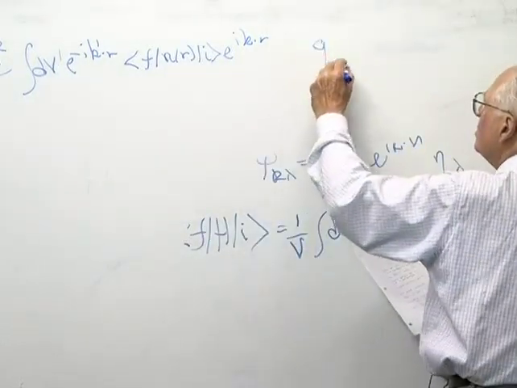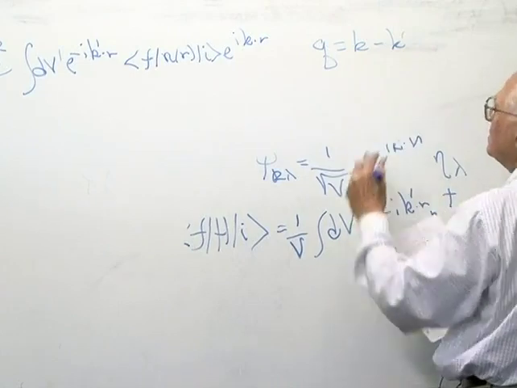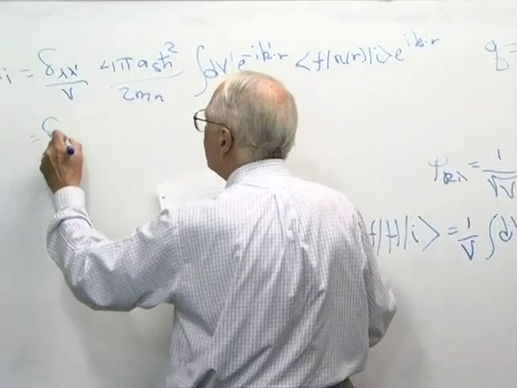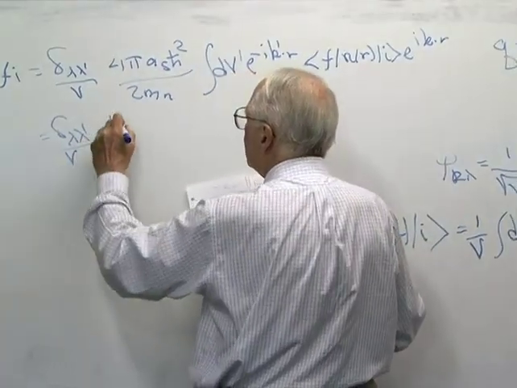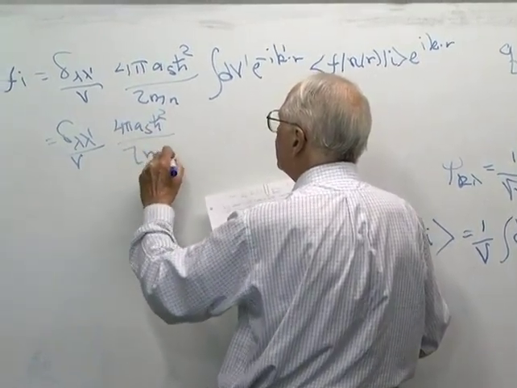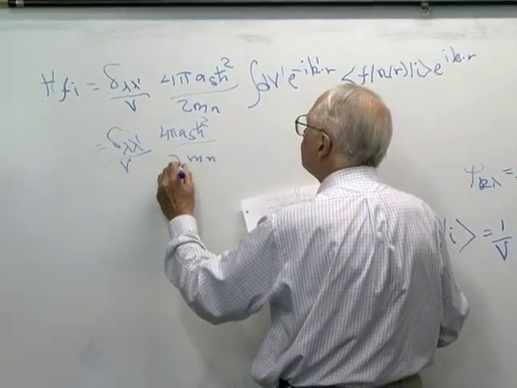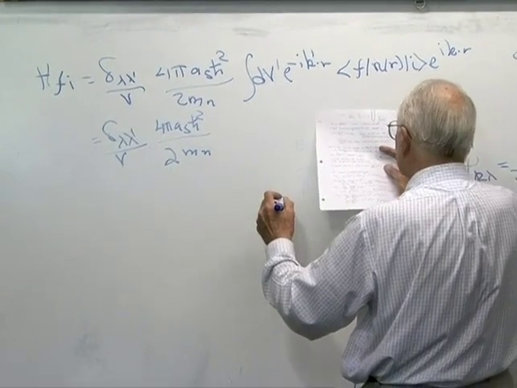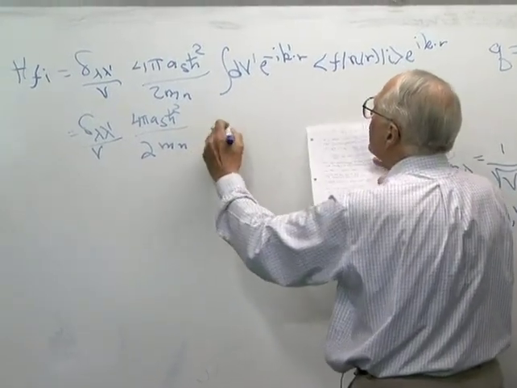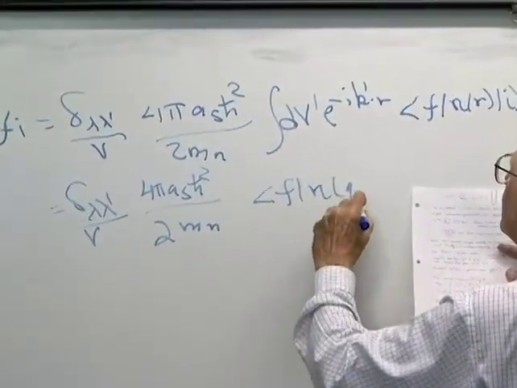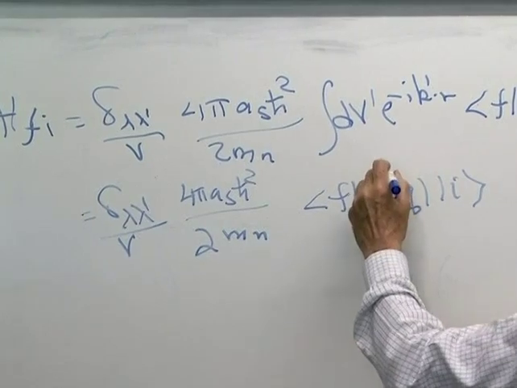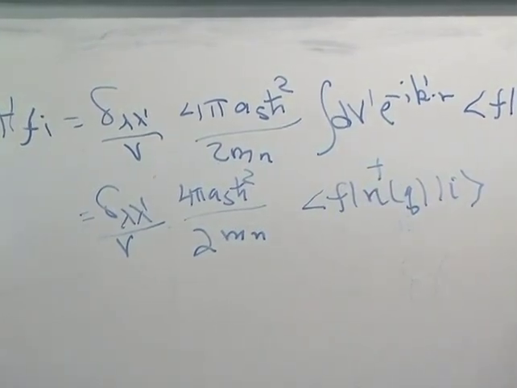Now, if you remember, we called q is k minus k prime. So what we really have is delta lambda prime over the volume, 4 pi a sub s h bar squared over twice the mass of the neutron. And this is just the Fourier transform of the density. So this is really just the matrix element of Fn of q, i. Now, to be careful, this is Fn adjoint because of the way we define the Fourier transforms.